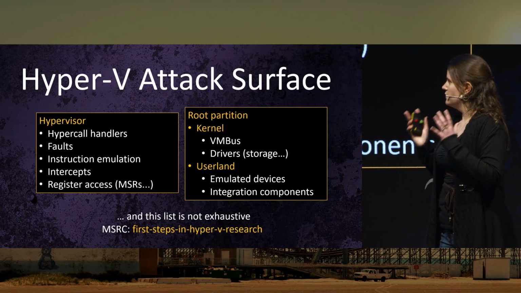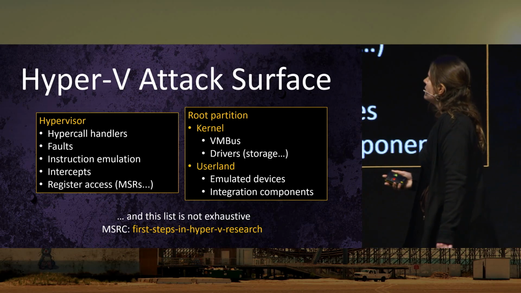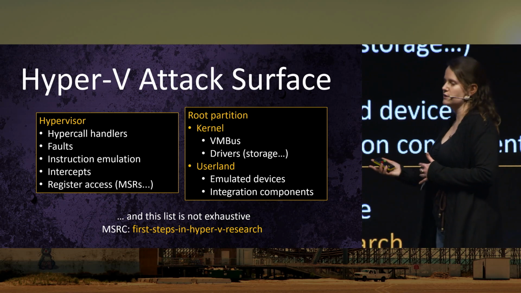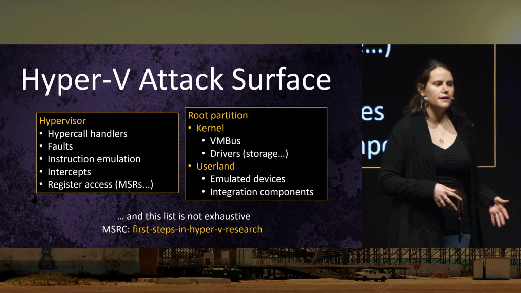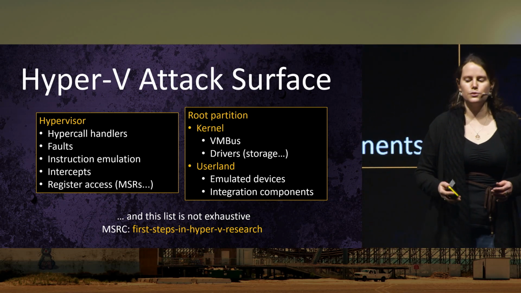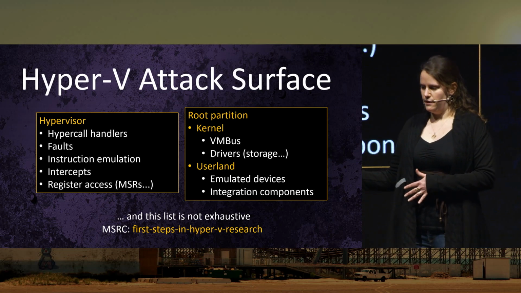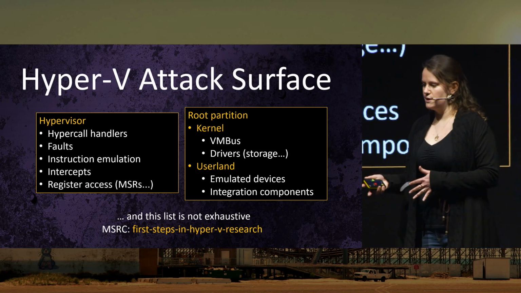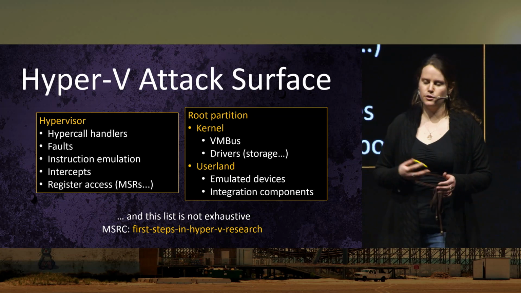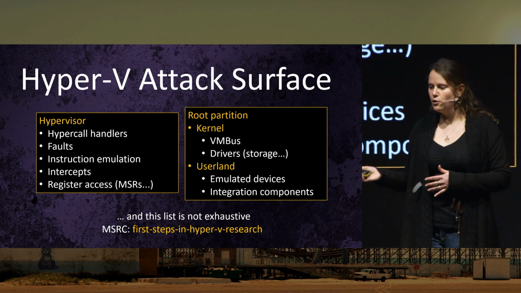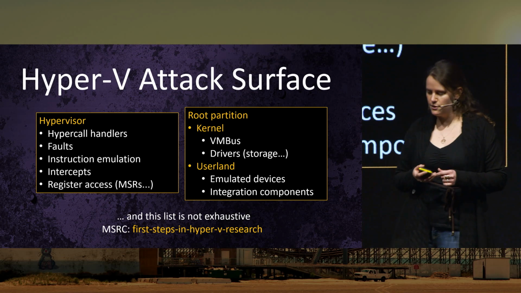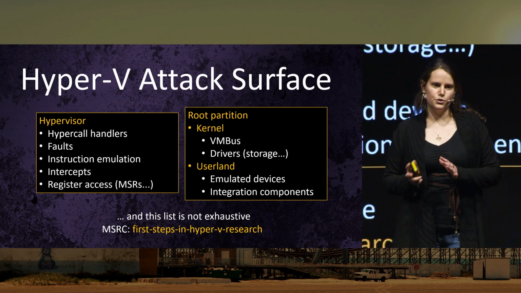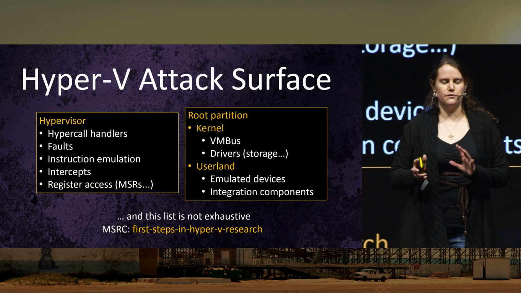And if we zoom in and talk about Hyper-V again, because of its architecture, we can consider different attack surfaces. So in the root partition, but also in the hypervisor itself, all those are interesting. So this is not exhaustive. I'm not going to get into details. You can find more in First Steps in Hyper-V Research. And also, it depends on the VM generation. It varies a bit.